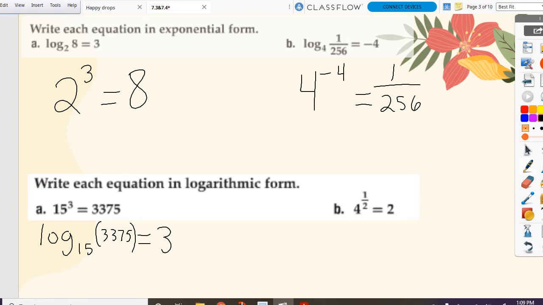Now looking at my next one, we have 4 to the 1/2 equals 2. Again, we want to put this in logarithmic form. The base of my exponent is going to be the base of my logarithm. Remember that logarithms equal exponents. This time my exponent is 1/2, so that's what I'm going to put on the other side. And then on the inside of my logarithm, I'm going to have a 2. And depending on the situation, we might have to convert between the two. And that's why it's important that we know how to do both.